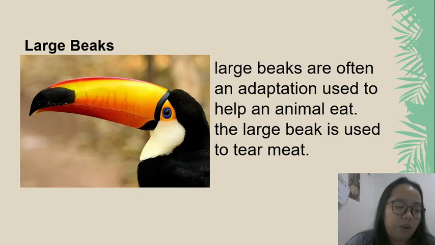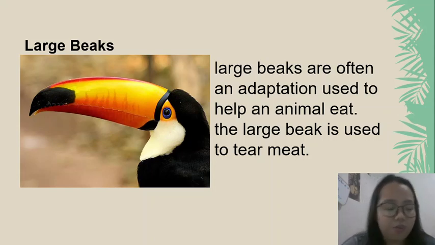For example, this picture is a macaw bird. So macaw has been adapted to help it crack open large nuts or peanuts kasi yan yung kinakain nila. Or it can also help them to reach fruits and kakainin lang nila easily. So large beaks are really helpful sa mga macaw bird.